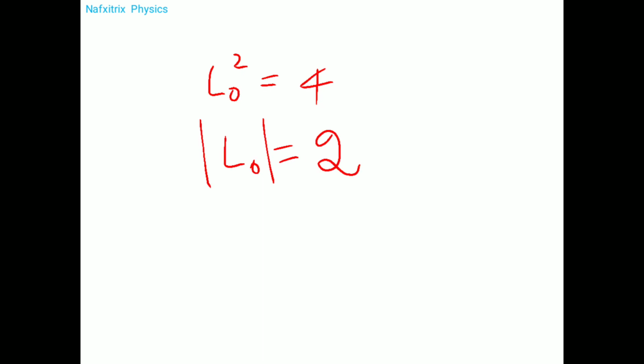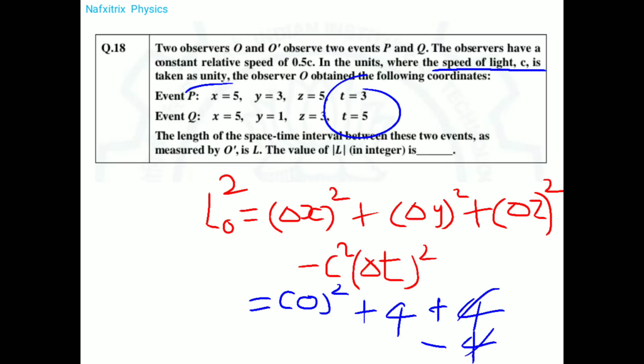So the length of the space-time interval between the two events P and Q is 2 for observer O. And as we have said, in Lorentz transformations the length of the space-time interval remains constant, so it is the same for observer O dash. So the answer for this question is that the value of modulus of L is 2. So this is the solution. So thank you.